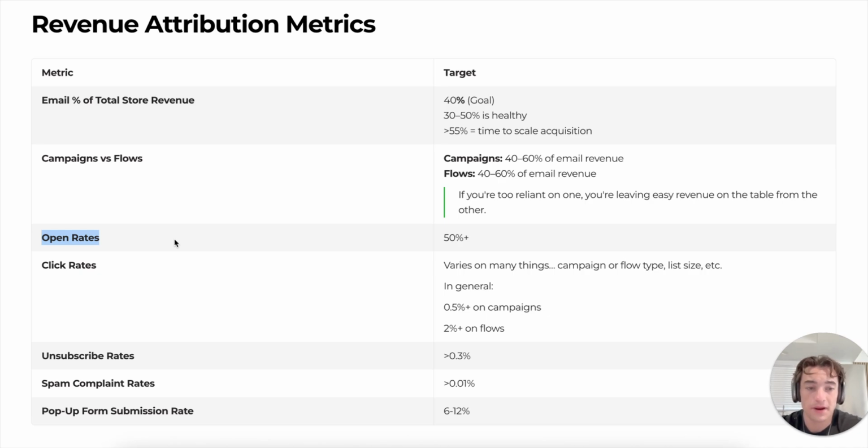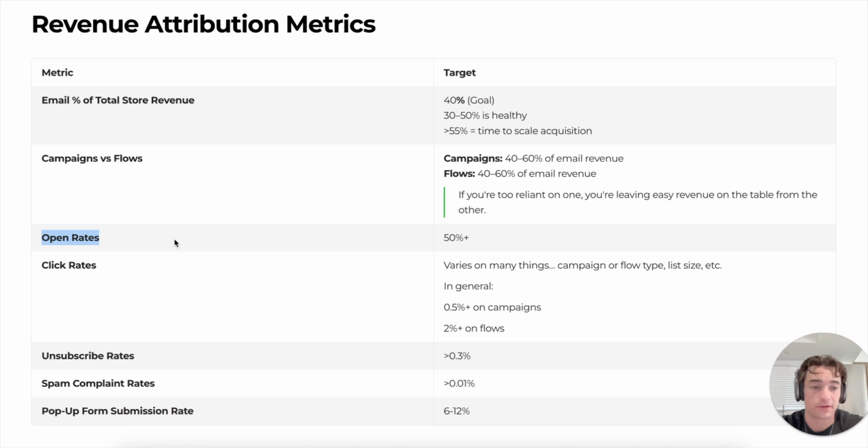How do you fix your open rates? It's not your subject line and preview text. It is your segmentation. If you send to the right people, they're going to open your email no matter what your subject line says. We'll be going over segmentation later on, but open rates we need to be above 50%.